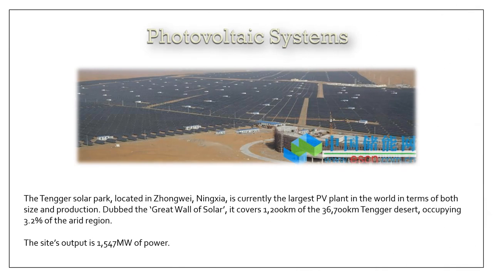Okay, the Tengger Solar Park is another solar plant, in Ningxia, China. They have the largest PV plant. They call it the Great Wall of Solar, and it is built in the Tengger Desert, covering 3.2% of that arid region. They use about 1,200 kilometers in that desert, and this desert is about 3,700 kilometers wide, so it's making the land useful.